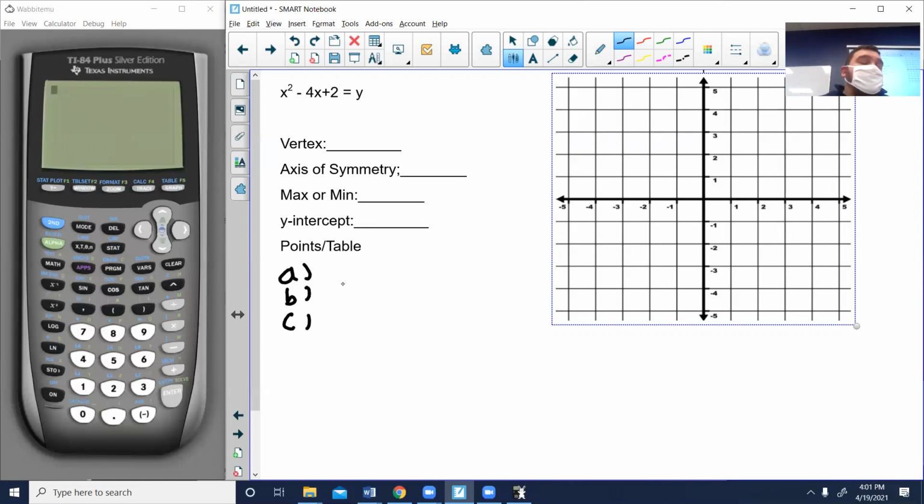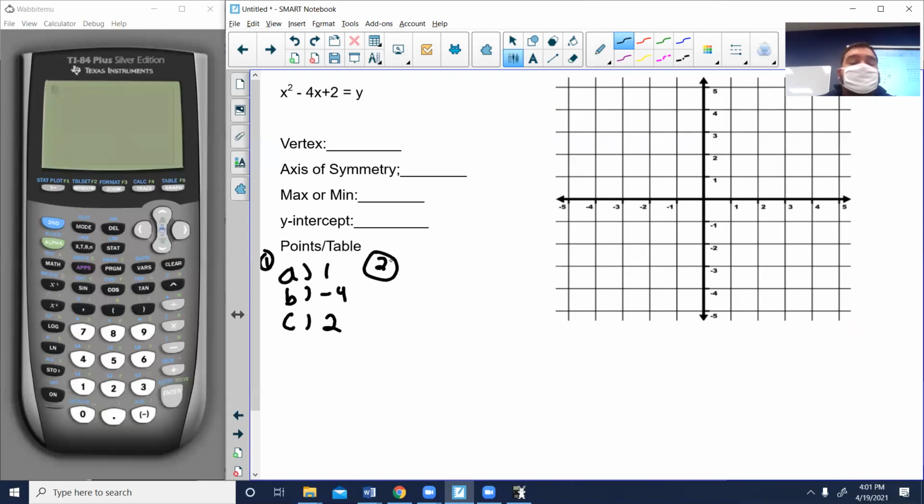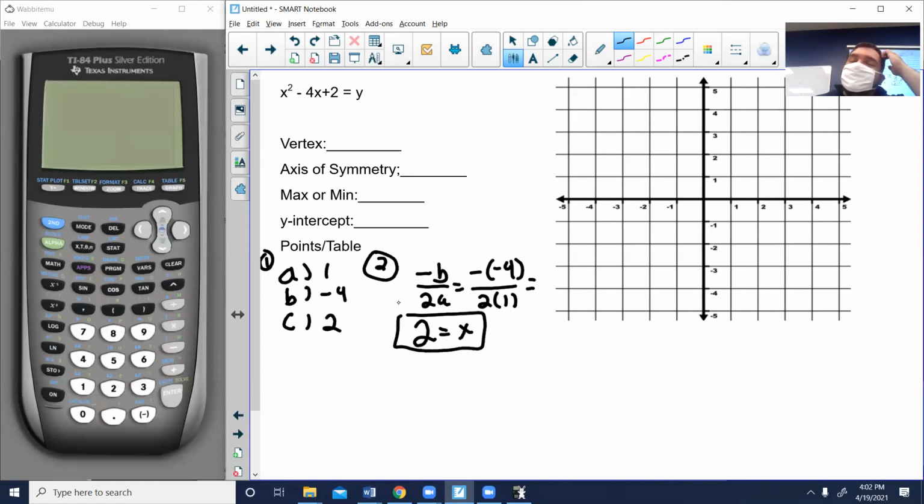All right. A, B, C. I want to make sure everyone gets it. So A is 1, B is -4, C is 2. I need to find the x of the vertex or the axis of symmetry. So that's negative b over 2a, which I'm going to plug in. -4 over 2 times 1, reduce it down, 2 equals x. I know, but I'm showing it by hand just in case, because I don't want anyone to say, my battery died, now it failed. That shouldn't be an excuse.